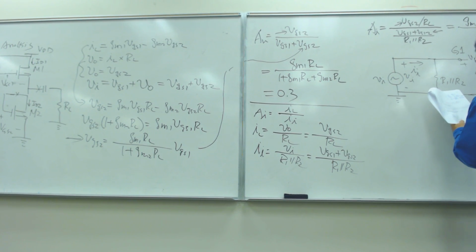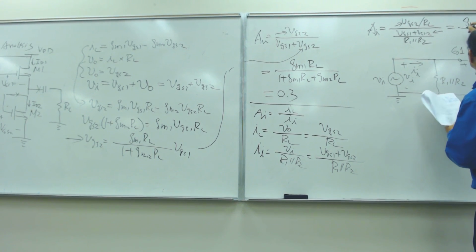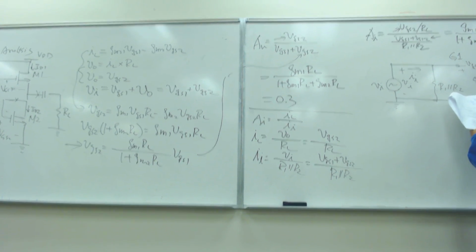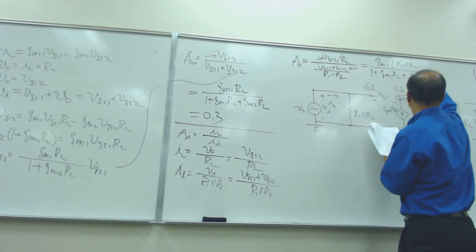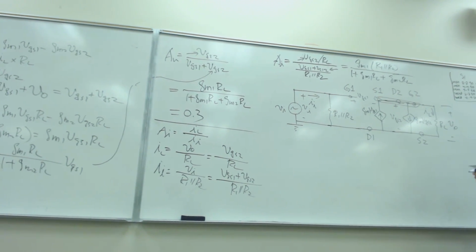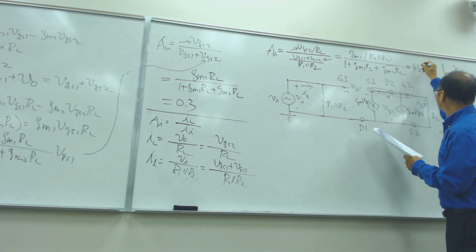GM1 R1 equals R2. Right? And the answer for that should be about 45.